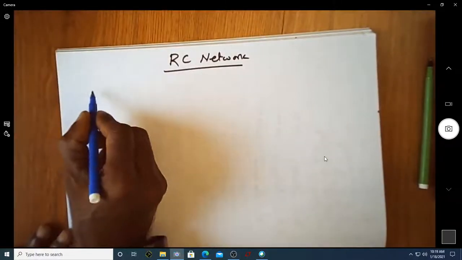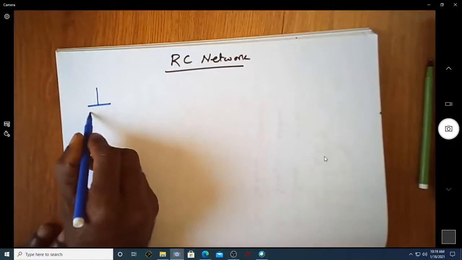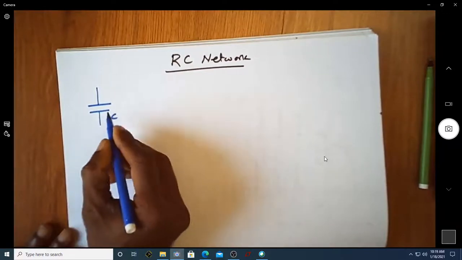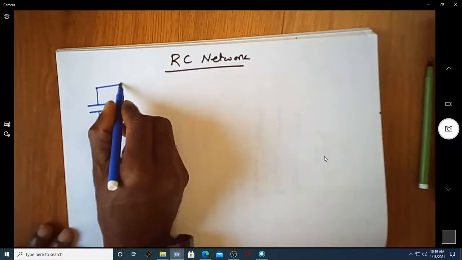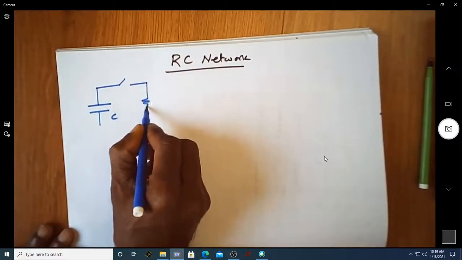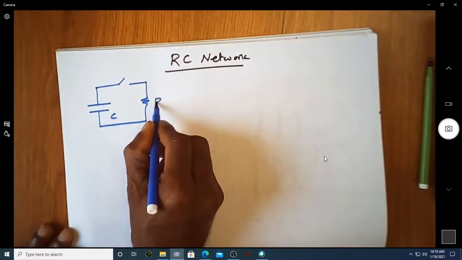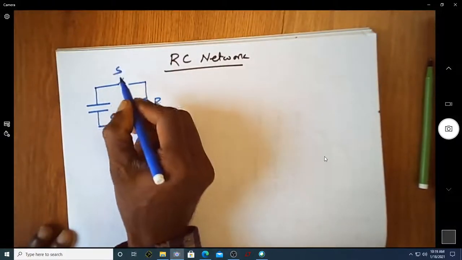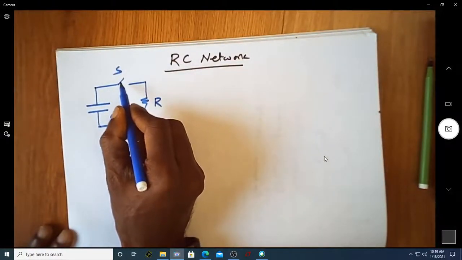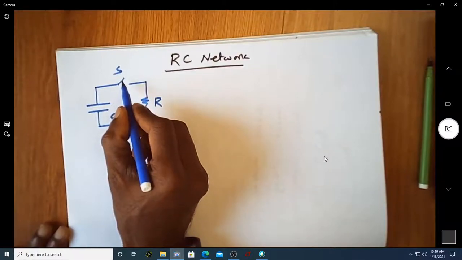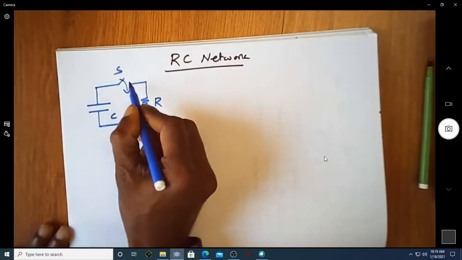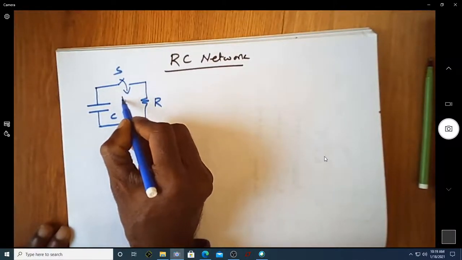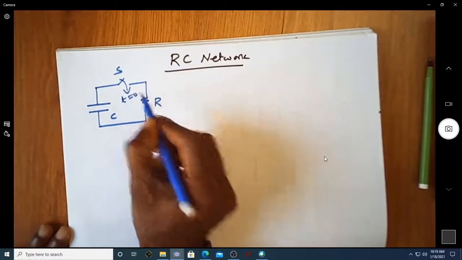So let us first consider a capacitor having a capacitance of C, and let us consider a switch, and then let us have a resistor of value R that is connected to this switch. Let us consider this switch as S, and let us assume that this switch is initially open, and let us try to close this switch at t equal to 0.